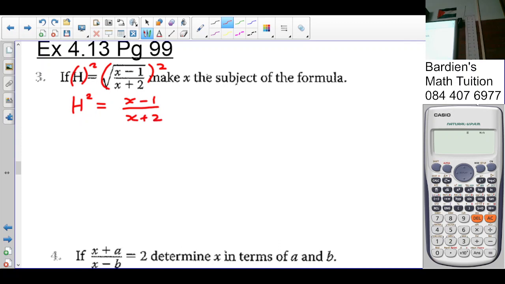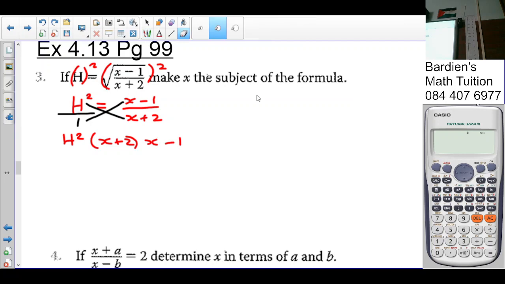Cross multiply. Is there a fraction on either side of the equal sign? Yes. It's over 1. So is it not a fraction on either side of the equal sign? Yes. So you cross multiply. Numerator, denominator, numerator. So that is going to be h squared into x plus 2, equals x minus 1. Now what? Multiply the h squared in, which gives me h squared x plus 2h squared equals x minus 1.